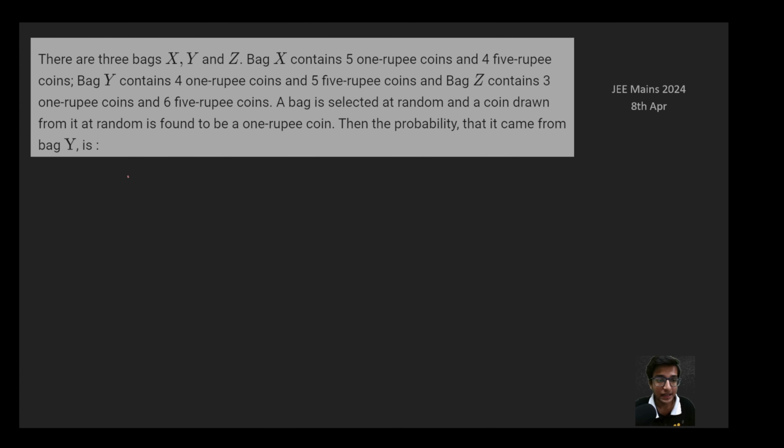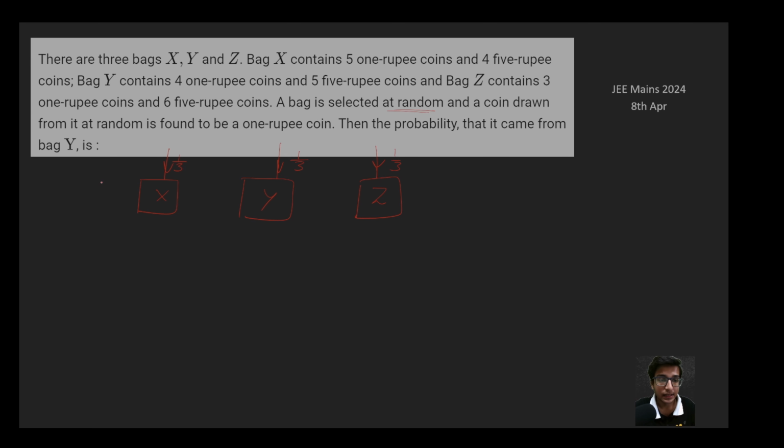So very easy question. Let's say this is my bag X, this is my bag Y, this is my bag Z. For me to choose any one of these bags, they have told us that all these 3 bags are chosen at random. That means the probability for me to choose any one of these bags is going to be same for the other as well. So it is 1 by 3, 1 by 3, 1 by 3. Now what have they told us?